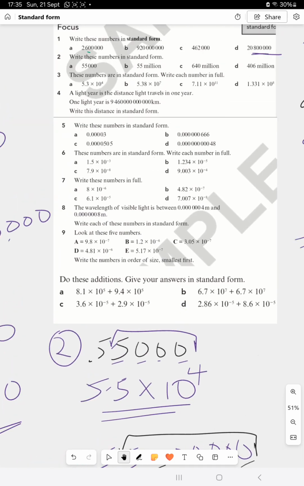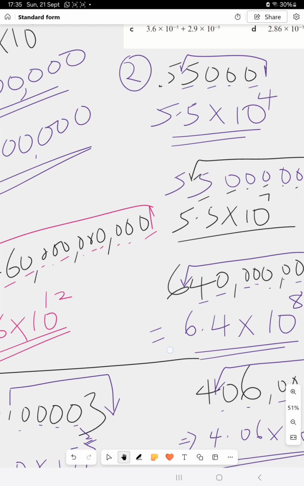Now, question 6. Write these numbers in full. Because question 6 is similar to question 7, I am going to do one or two questions from question 6, and then one or two from question 7. Let me begin with the first one: 1.5 times 10 negative 3.